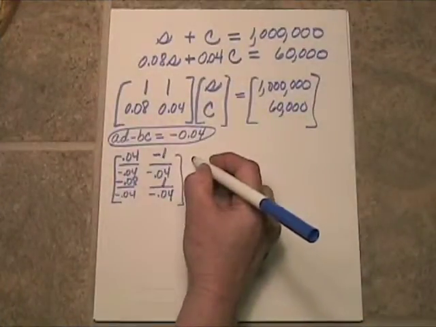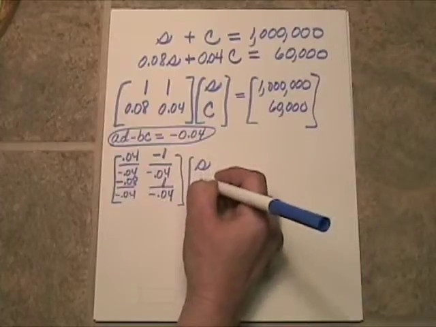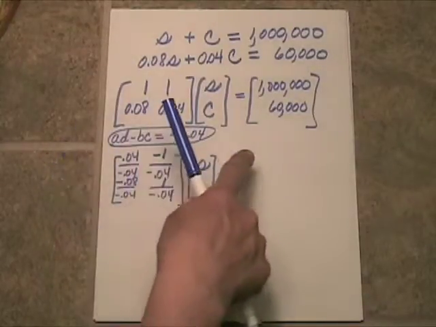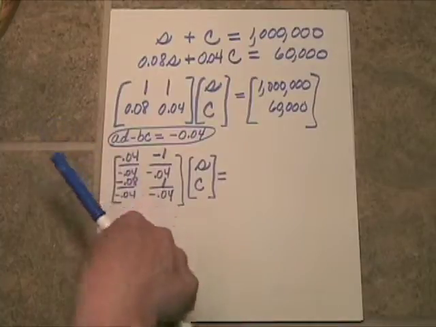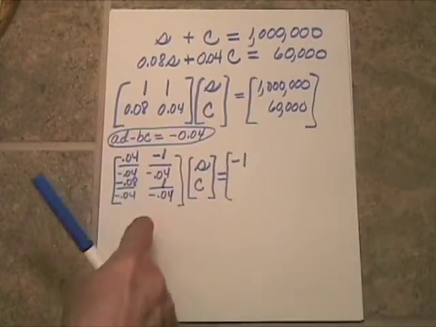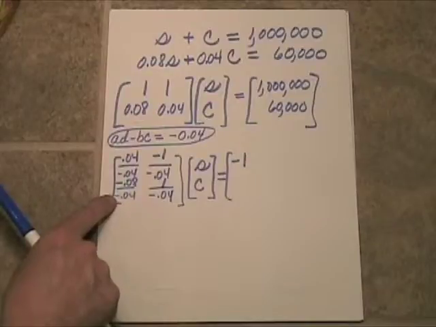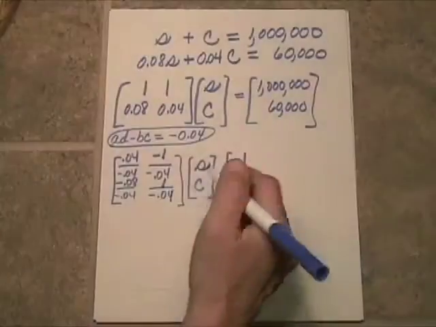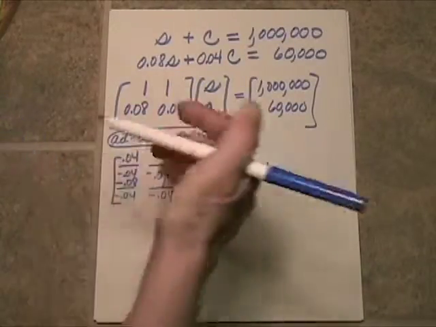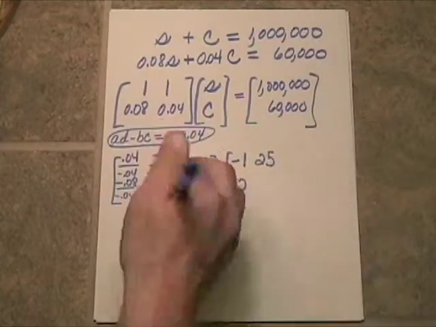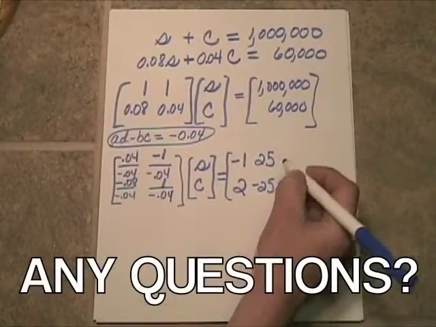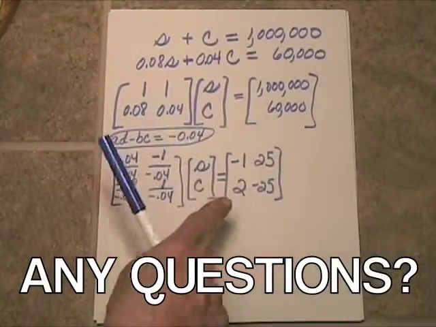All right, so we will multiply that times the variable matrix of S and C. Okay, now that's going to be equal to this times this. Now, this can be simplified because if we take 4/100ths divided by negative 4/100ths, we're going to get negative 1. And if we take negative 8/100ths and divide it by negative 4/100ths, we're going to get positive 2. And over here, if you do this on your calculator, negative divided by a negative is positive, and 4/100ths will go into 1 exactly 25 times. And here, same deal, except this is going to be a negative 25. So that is the inverse matrix in reduced form.